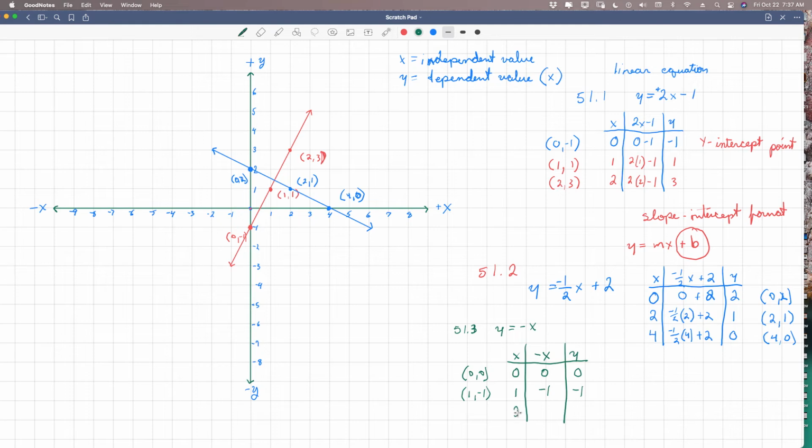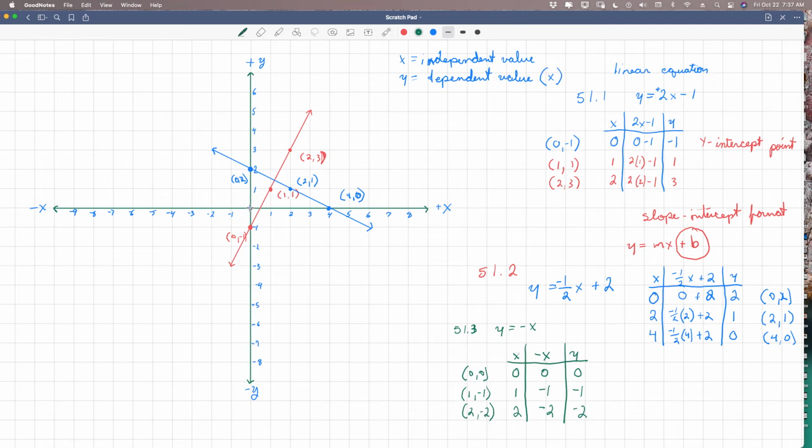Let's choose 2 for the next x value. So negative 2 for the x, y should equal negative 2. So this point is going to be 2, negative 2. So you see how that works? Whatever we plug in for x, y is just the opposite number. So let's see how that graphs out.